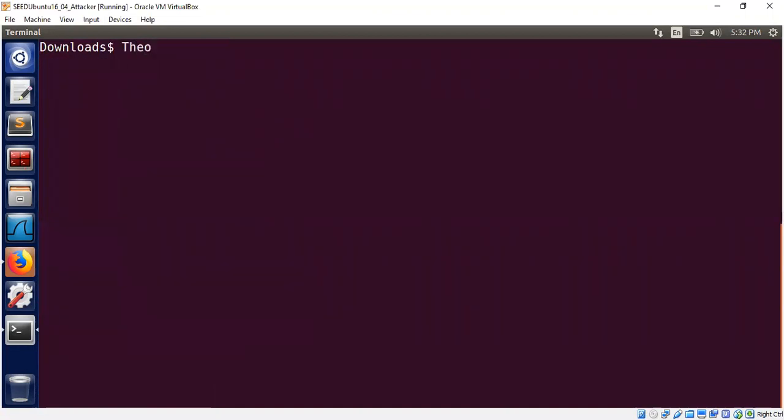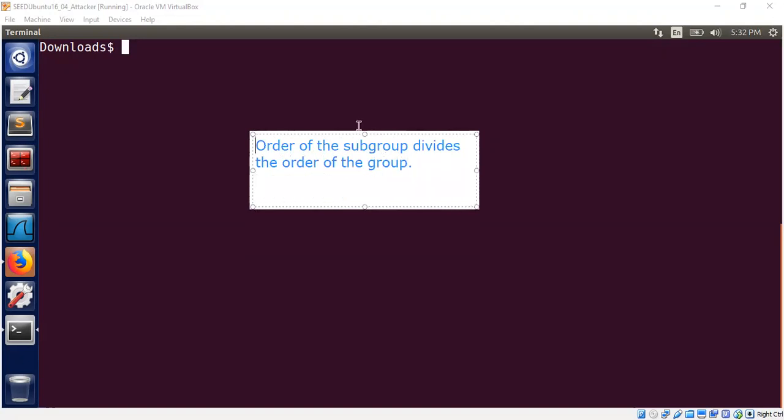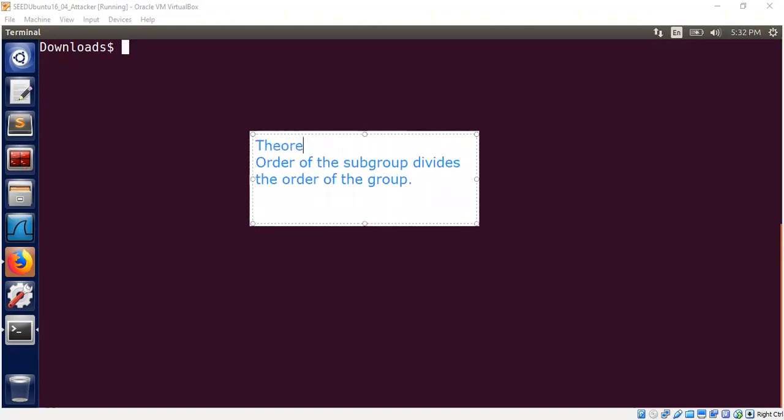The order of the subgroup divides the order of the group. This is an interesting theorem. Lagrange discovered this theorem. We need this theorem for our Diffie-Hellman key exchange. Actually, the reason why we go for the safe prime, we will leverage this theorem.